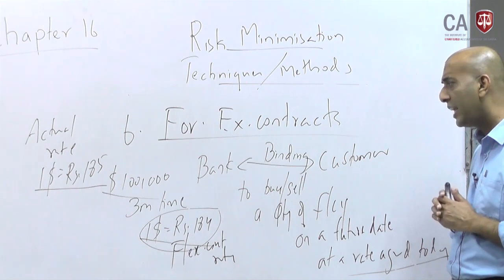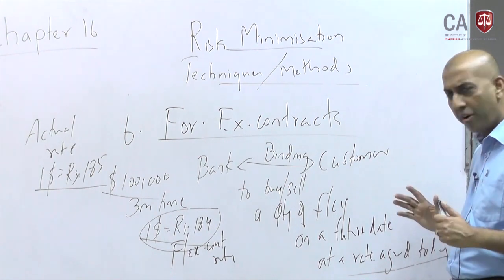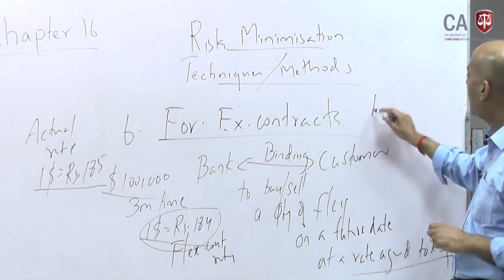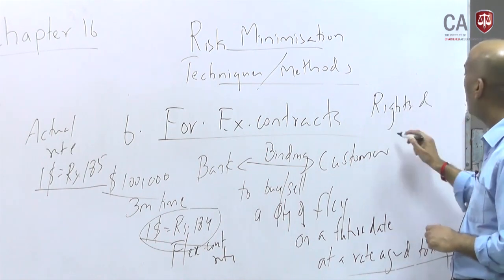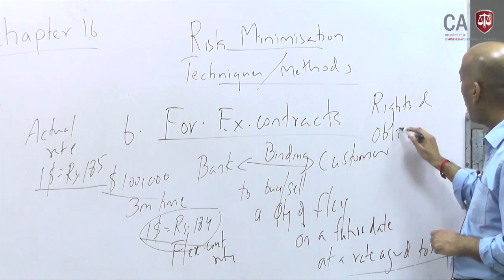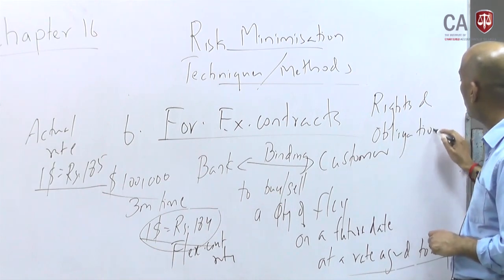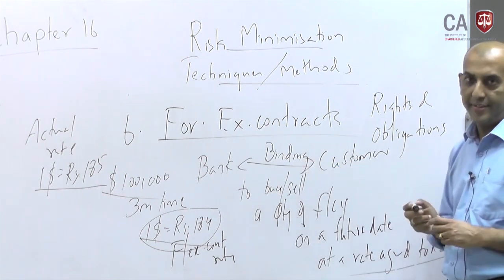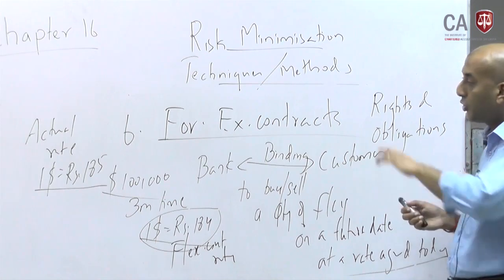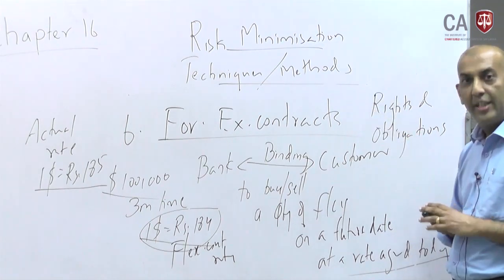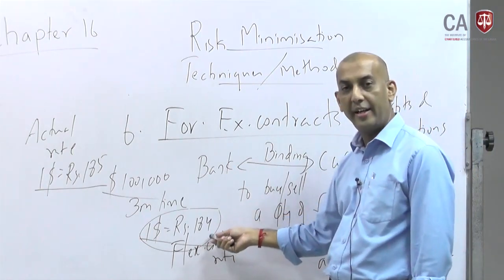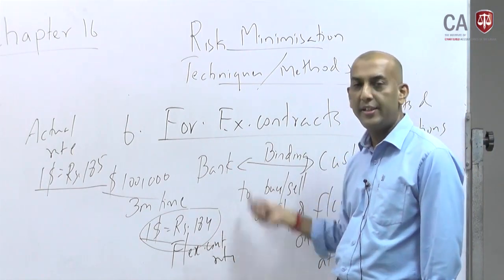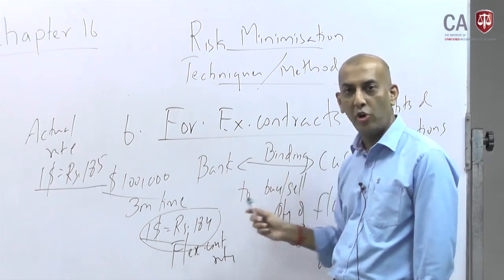So you need to be very clear here. This is a very binding contract where both parties have the rights and obligations to honor the transaction. So the actual rate can vary. Still, both of them have to go by the dollar agreed rate of 184. This is the binding contract.